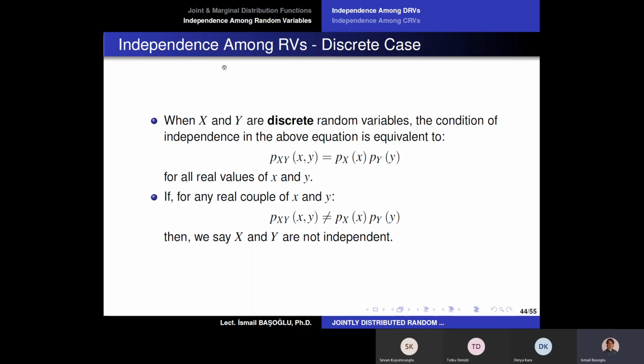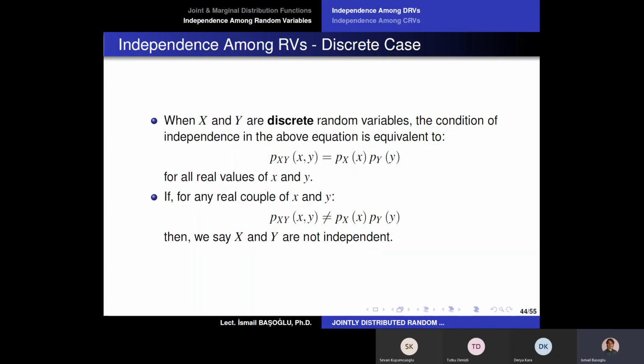So let us define the independence statement again for two discrete random variables, X and Y, and the condition for these two random variables to be independent. We say that for all possible values of lowercase x and lowercase y, the joint PMF at x and y should be equal to the product of the marginal PMF of X at x and the marginal PMF of Y at y. If this equation is true for all possible joint probabilities, then we say that these two random variables are independent.